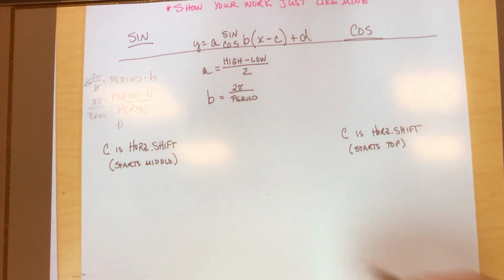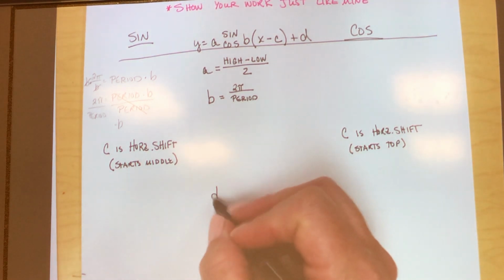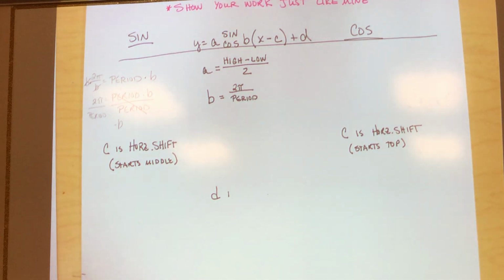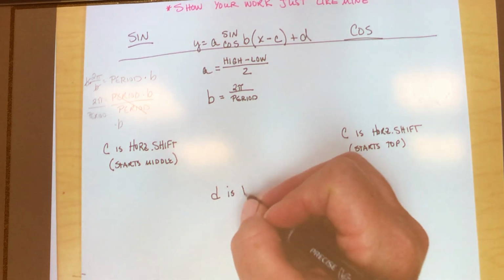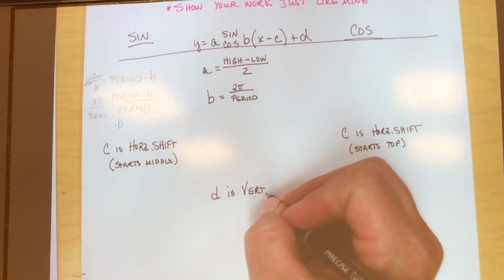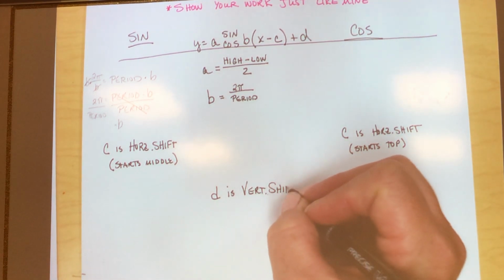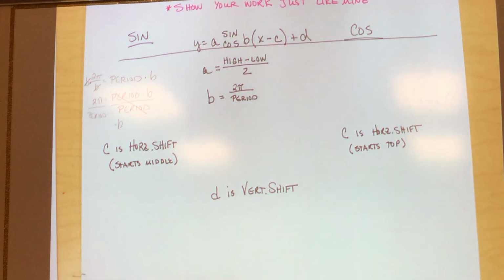D, okay? I'm writing that in the middle. Is that where it belongs? Is the vertical shift going to be the same for sine and cosine? Yes, because the middle of the curve is the middle of the curve, right? So the middle doesn't change. So D is the vertical shift. Okay? D is the vertical shift.